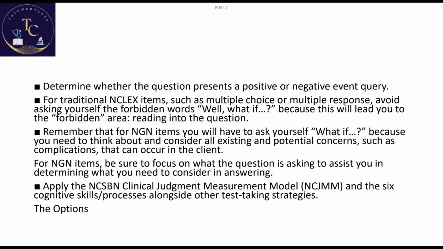Then you can apply the NCSBN clinical judgment measurement model and the 6 cognitive skills, which we talked about. We said the recognizing cues, the analysis. Those steps are what you can use in assessment of your patient when it comes to the NGN question, okay? This NCSBN clinical judgment measurement model is very important, okay? We spoke about it earlier. The 6 processes that we talked about, the cues and then the analysis and all that.